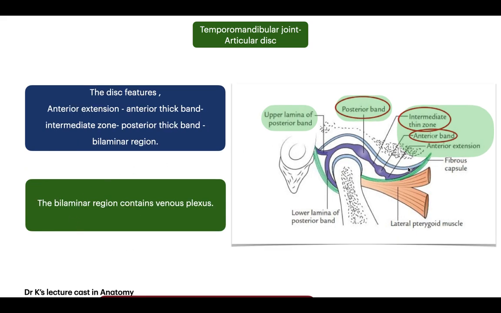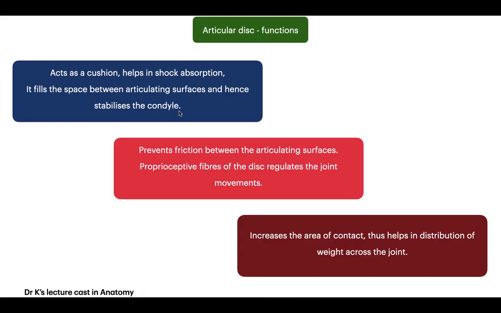There are some parts of this articular disc. You can see here the anterior extension, the anterior band, intermediate zone, posterior band, and the posterior band shows the bilaminar area. Here we can see a rich venous plexus. What is so important about this articular disc that we are discussing it in detail? This acts as a cushion.